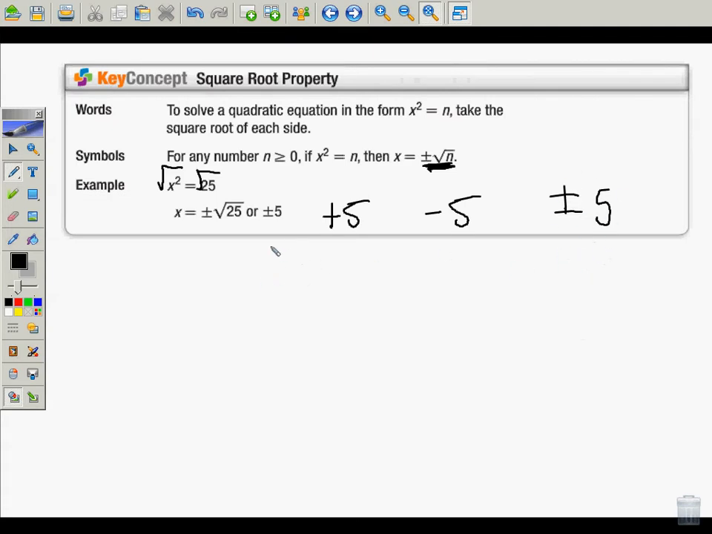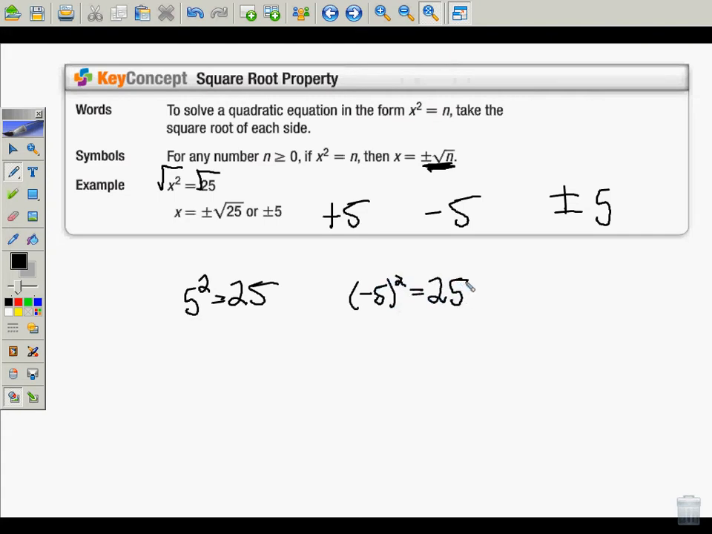But the reason this works is based off of something you all know. If I know x squared is 25, well, what could x be? Thinking, what squared could give me 25? Well, a lot of you say, 5 squared gives me 25. And you'd be absolutely right. But also remember, not only would a positive times a positive give you a positive 25, but we could do negative 5 squared, and that would also give me 25.